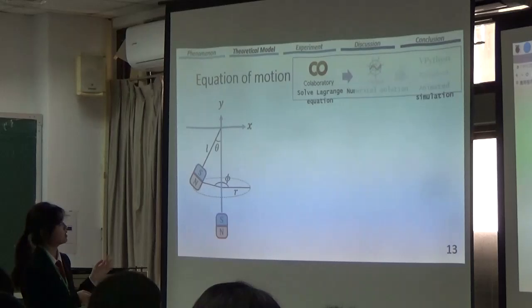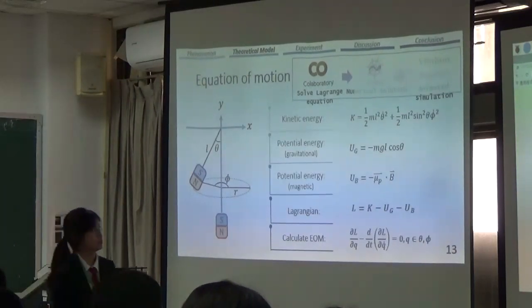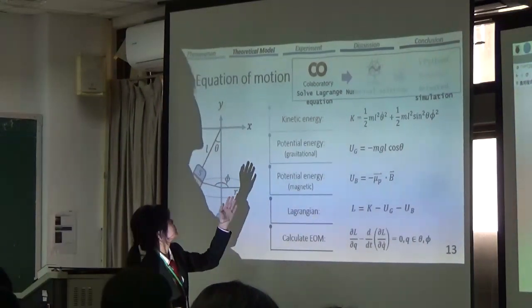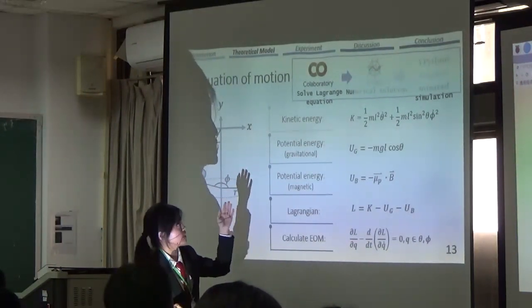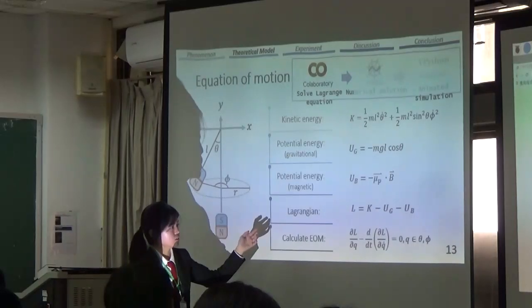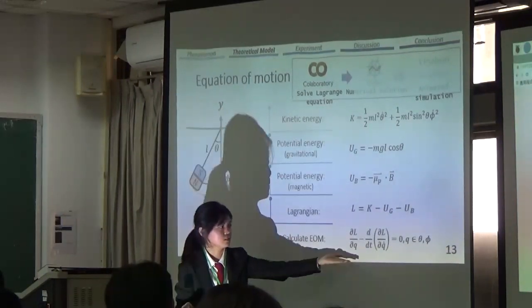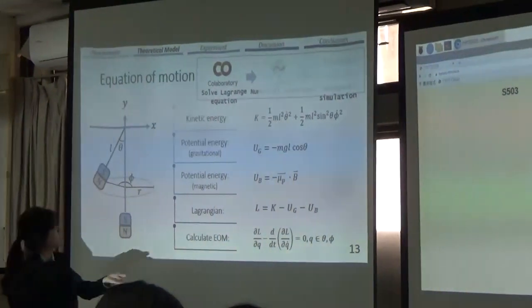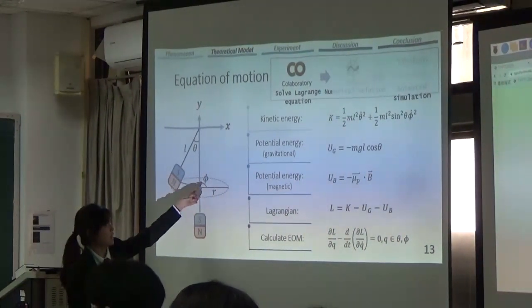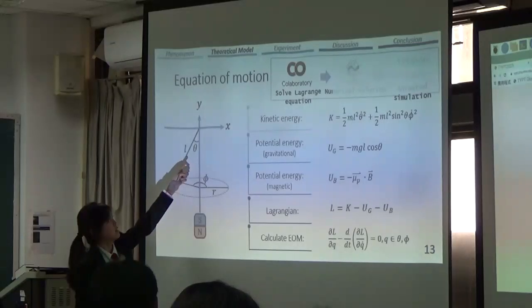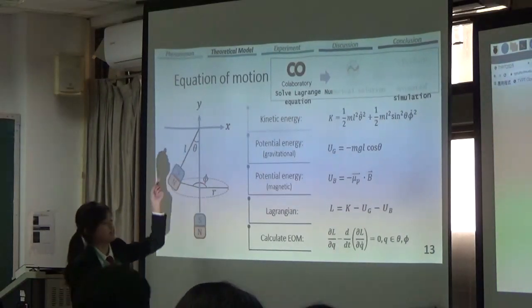So this is the equation of motion. We use the kinetic energy and the potential energy to calculate this phenomenon, and we also use this formula to calculate the equation of motion, which considers the spinning angle phi and the swinging angle theta.